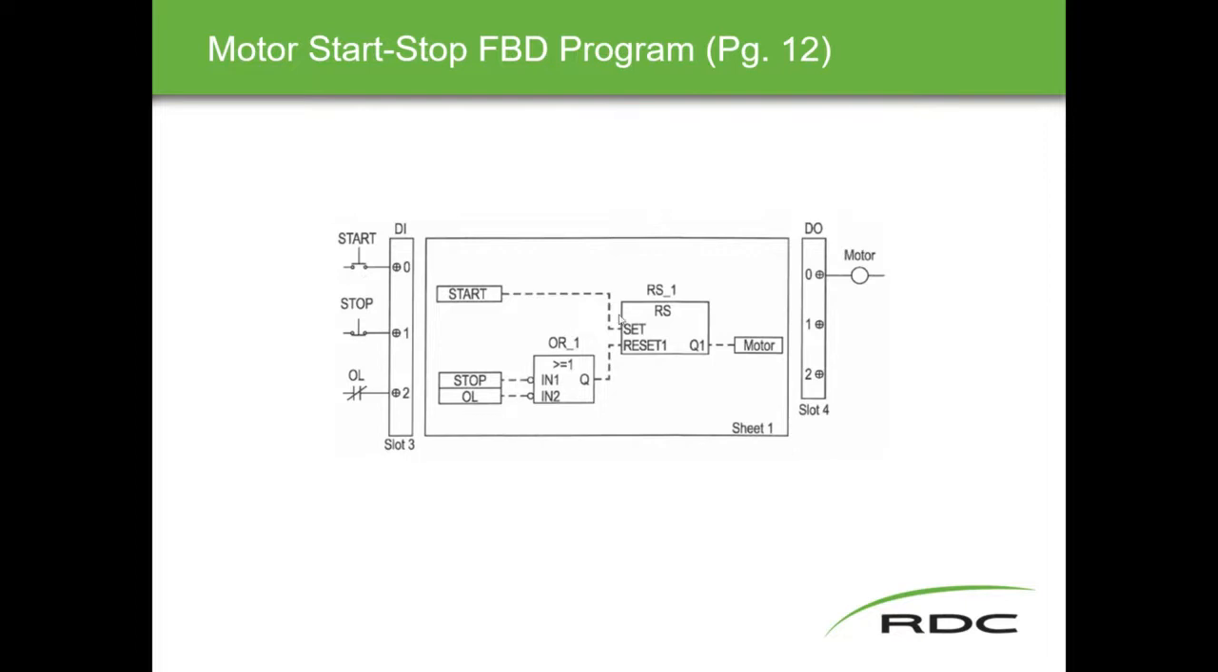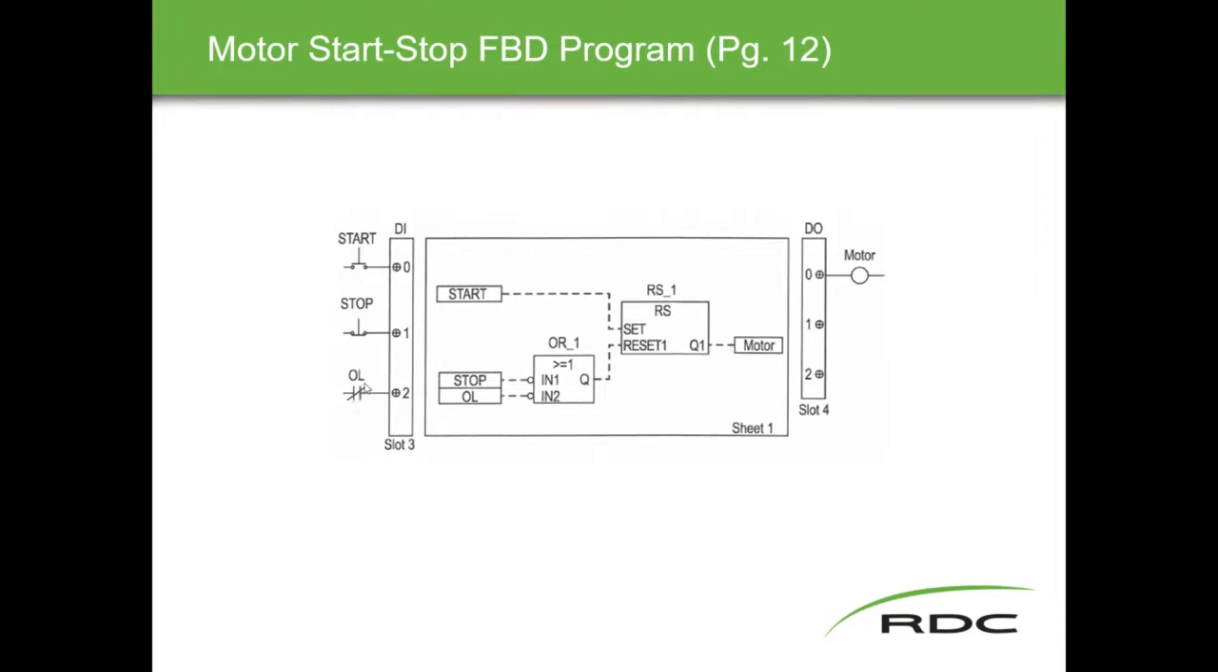If I press the start button, this becomes a 1, which sets the motor or turns on the motor, Q1, and this becomes energized. Then what happens if someone presses a stop button? It turns this from a 1 to a 0, and then inversed turns it into a 1. Then I have a 1 or a 0, so Q becomes true, trips the reset. Because it's a reset dominant, the reset will turn off the motor.